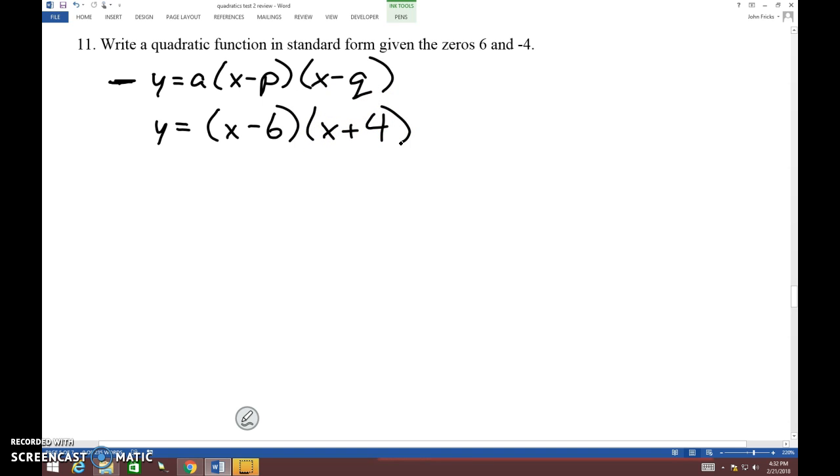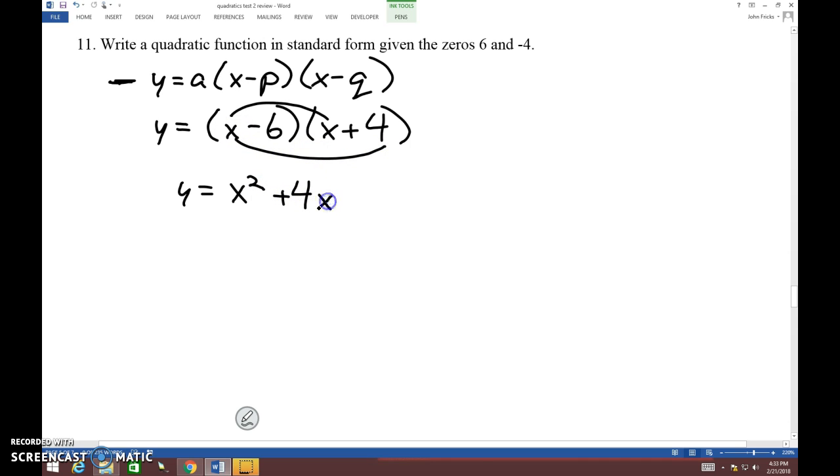Now, to get this in standard form, you can do it one of two ways. You can use the box strategy, or you can FOIL, or you can use the distributive property. Whatever you want to do, I'm going to FOIL so that I can work it out and make sure I got it right. Then I'll do the box strategy as well. So here we've got x times x. That's going to be x squared. We've got the outsides, which is x times 4. That's 4x.